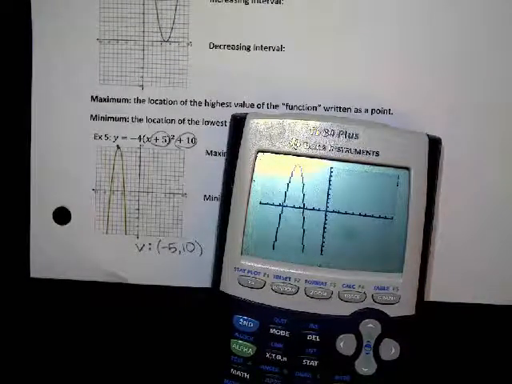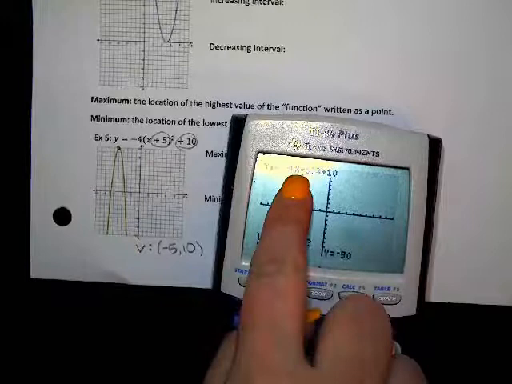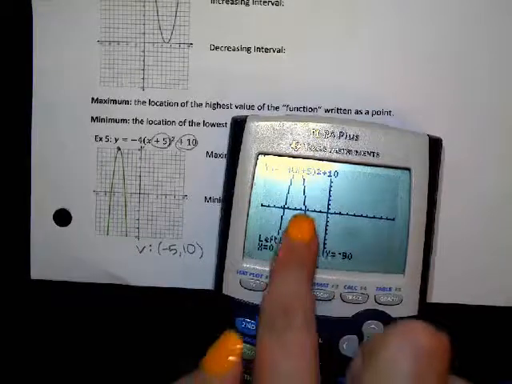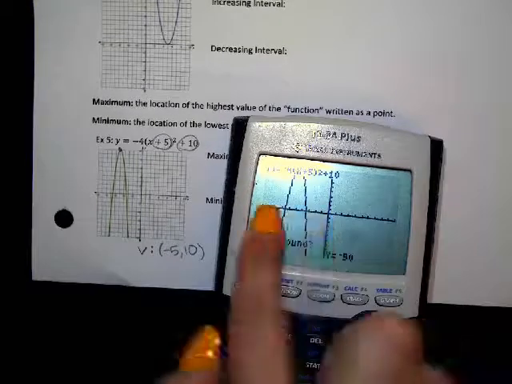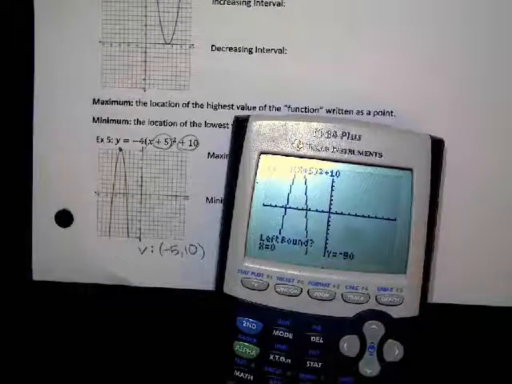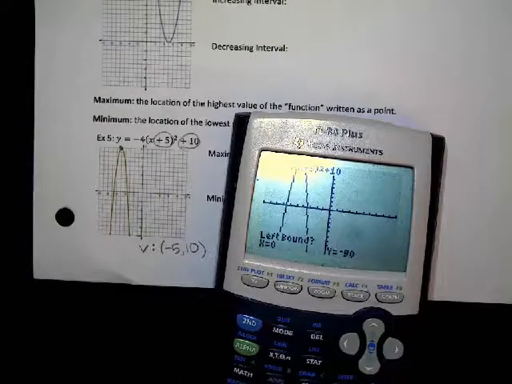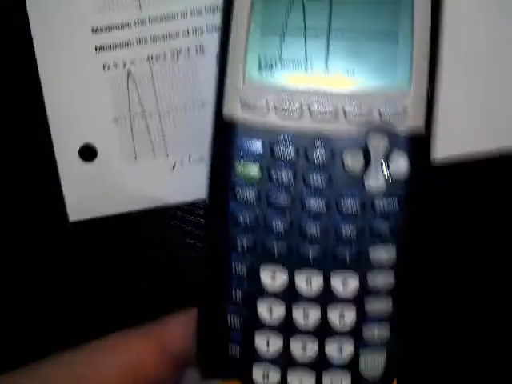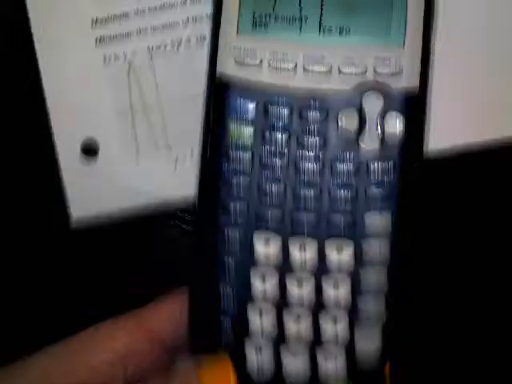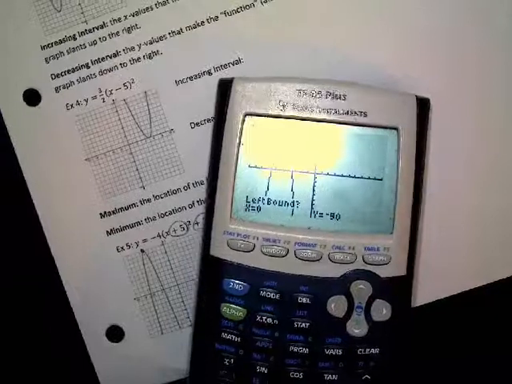So I can see the maximum is somewhere in between here. I know my maximum is over on this side of the graph. It's somewhere between -10 and 0. So for the left bound, the left side, I'm going to say, okay, calculator, I want you to look between, and I'm just going to start typing in -10. I want my graph to look between -10 and 0. So I'm going to start typing -10.